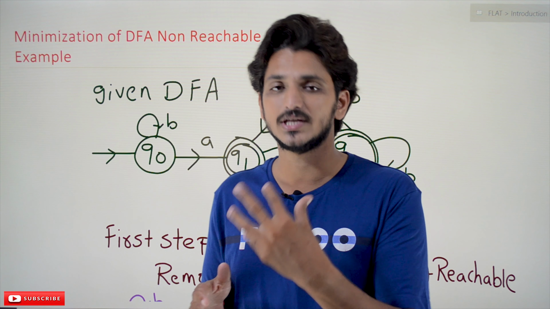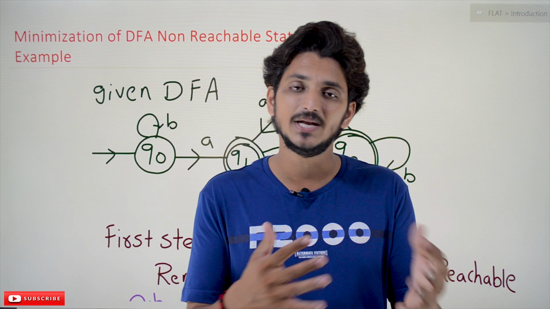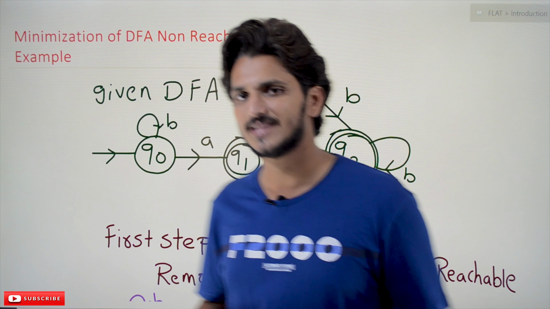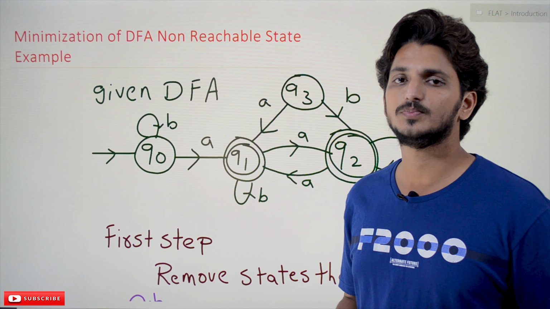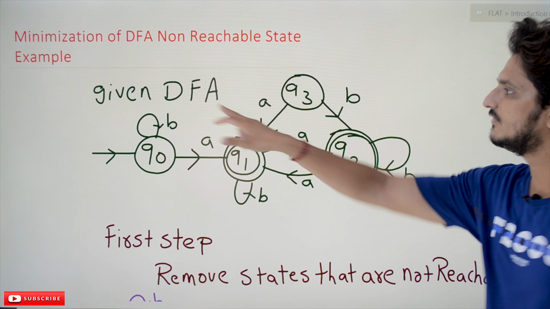For that we have chosen these examples to get you an idea about how the minimization process works in different types of situations. If you are not good at the process, please watch our previous class and come back here. The link for the playlist is provided in the description below. Coming to today's example, this is our given DFA.